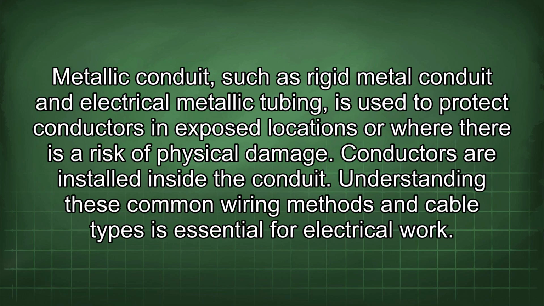Metallic conduit, such as rigid metal conduit and electrical metallic tubing, is used to protect conductors in exposed locations or where there is a risk of physical damage. Conductors are installed inside the conduit. Understanding these common wiring methods and cable types is essential for electrical work.